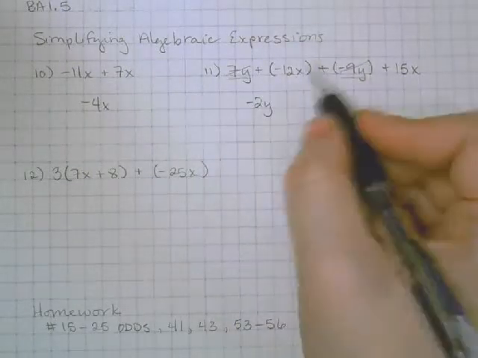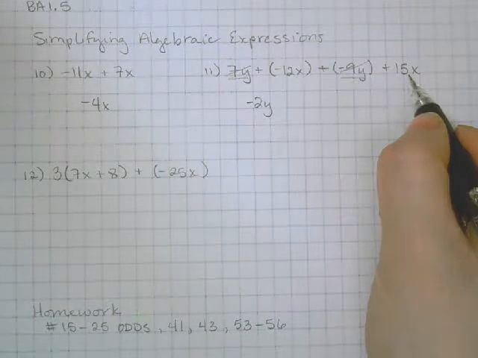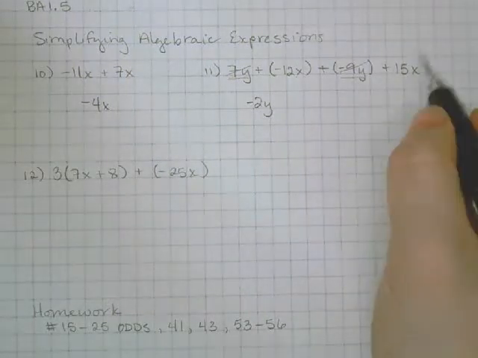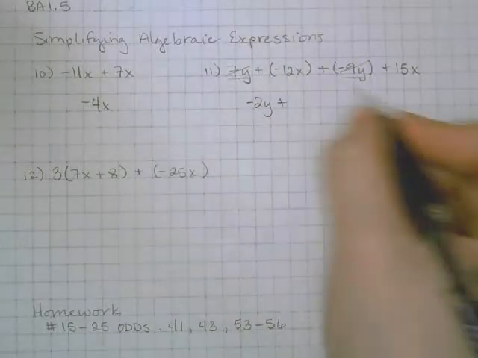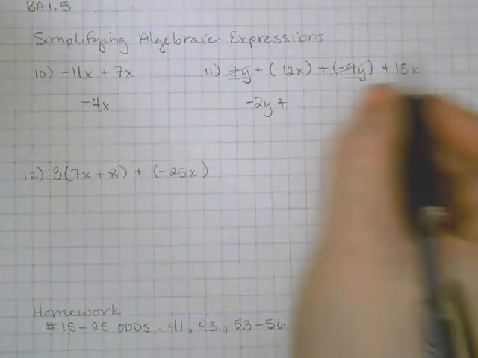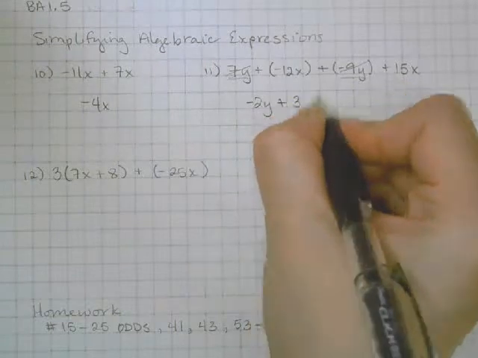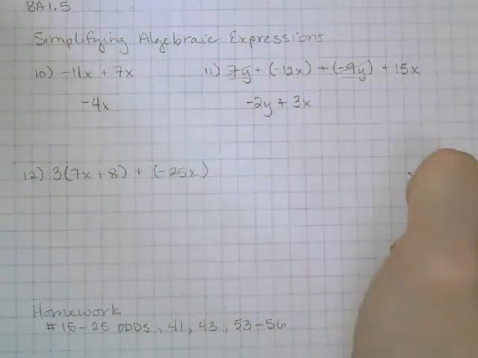I'm done with those two. Negative 12 plus 15. 15 is the bigger number, so this is going to be a positive answer between the two of those. 15 minus 12 is 3. Those both have an x with them, so it's going to be 3x.